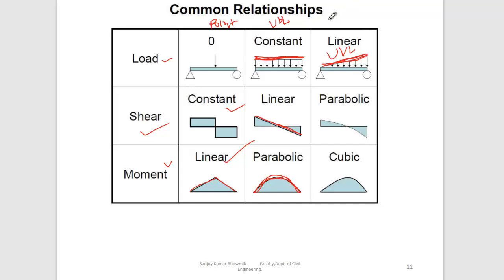Now come to the UVL. If the load is UVL, here you can see in the load diagram the line is linear, right? In the shear force diagram you get the parabolic shape, and in case of moment you will get the cubic. Is that clear or not?